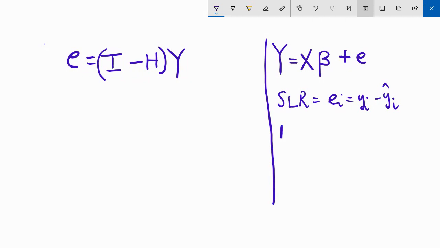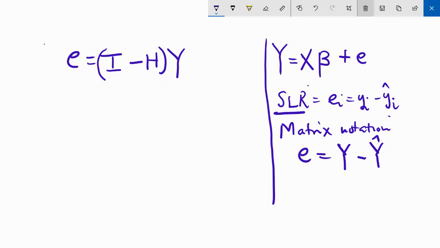So in matrix notation it's the same. E is equal to y minus y hat. Since this applies in simple linear regression, it also applies in multiple linear regression. But in multiple linear regression, usually we use matrix notation. So if y is given by this, what will be y hat? Y hat is given by X B hat. This information is there in your study guide.